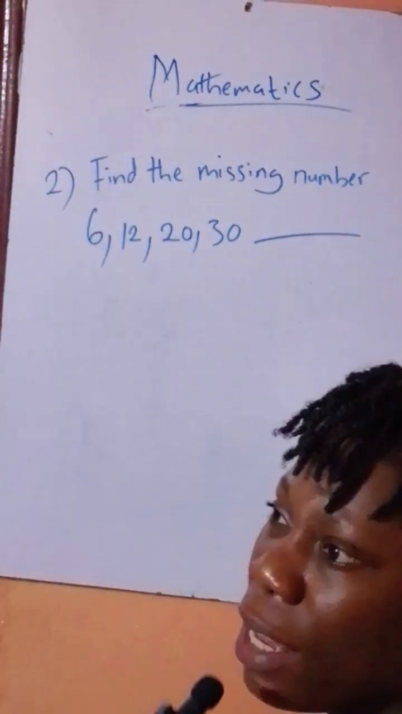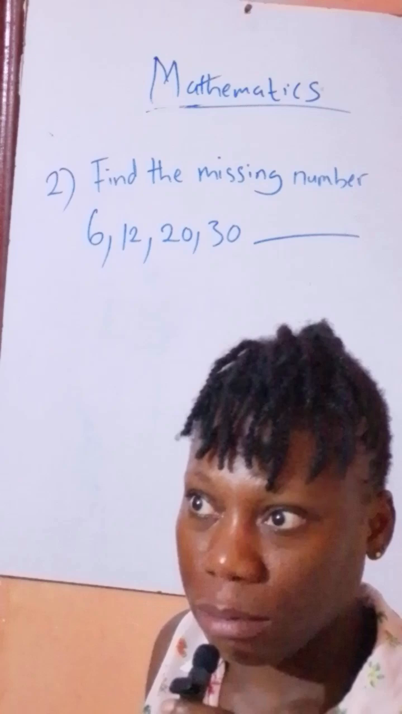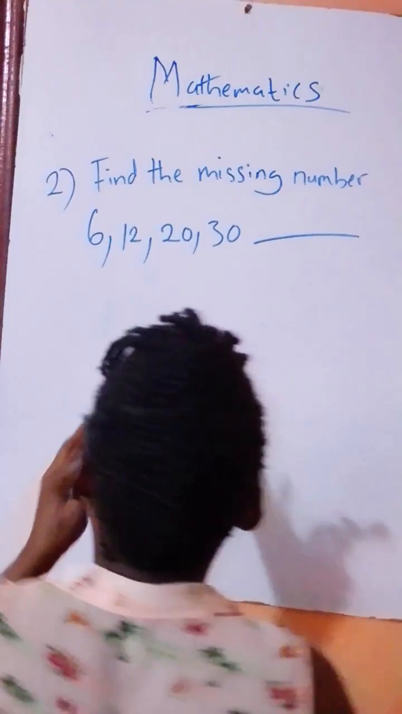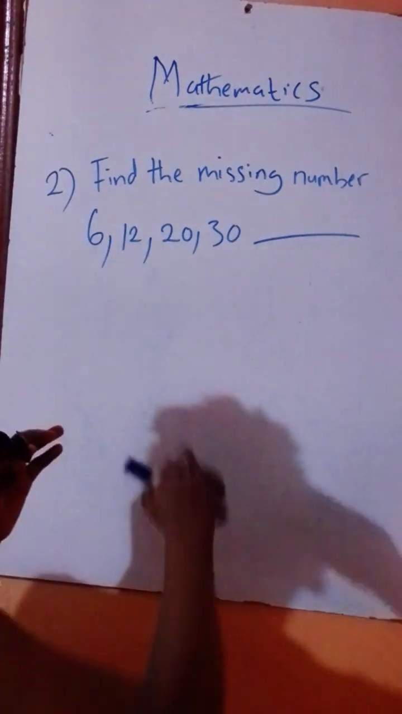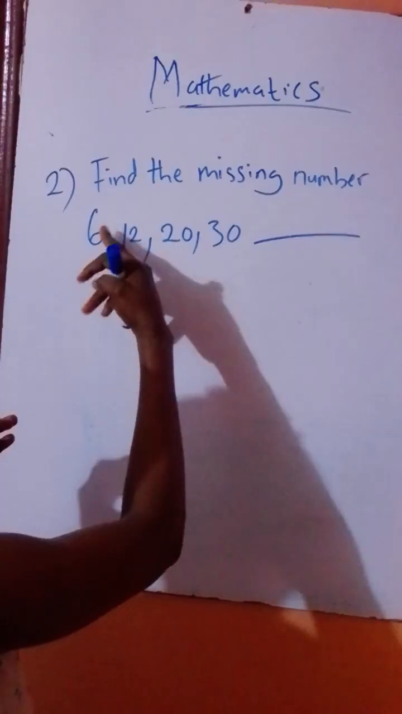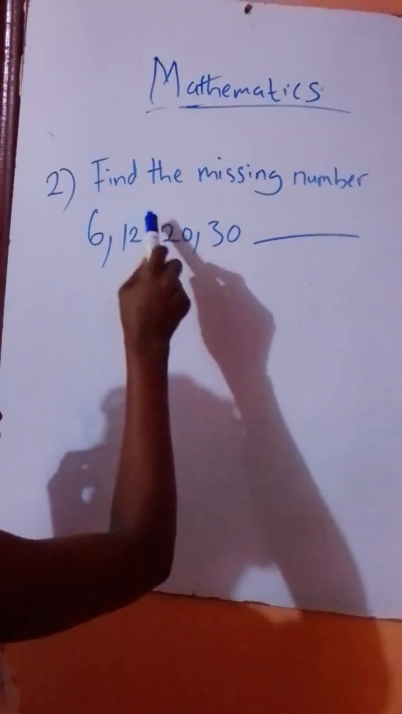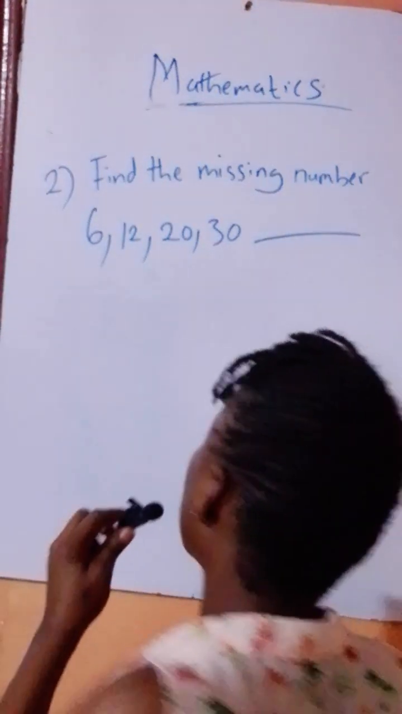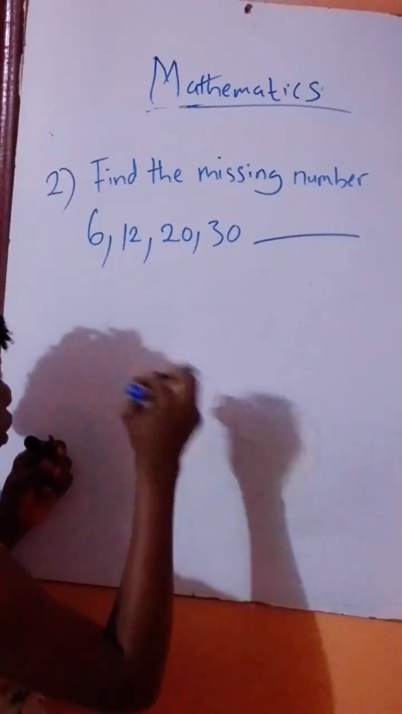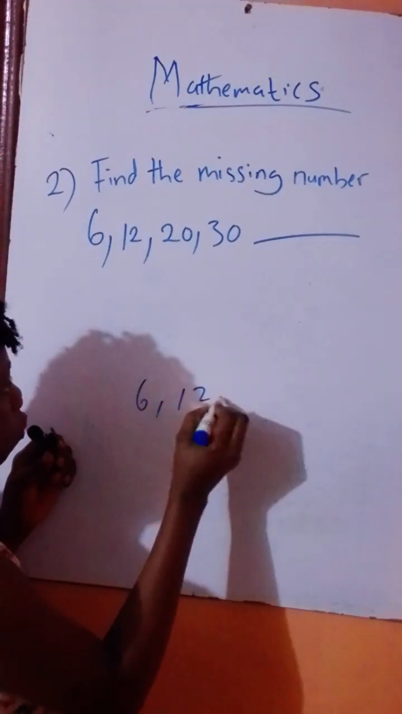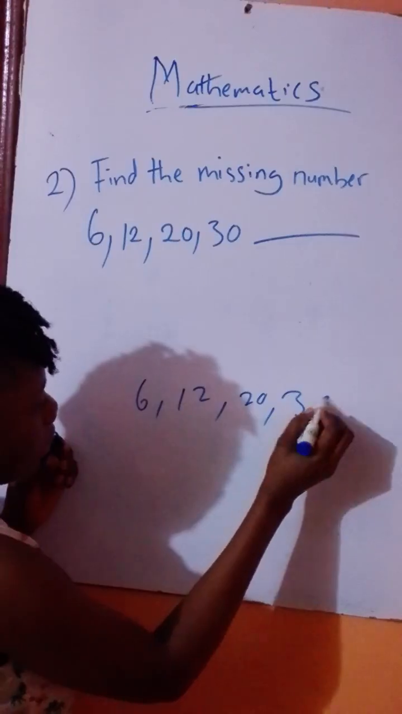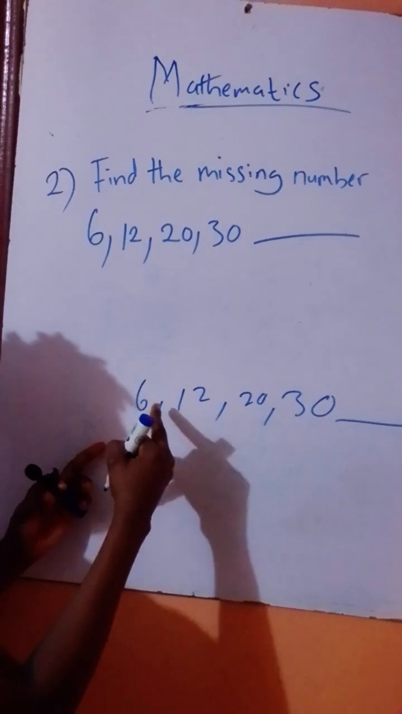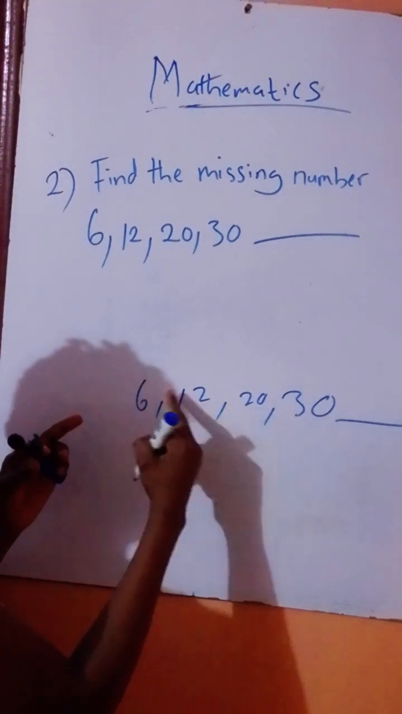Find the missing number. I want to explain this thing in the simplest way I can, so that you can understand it. When you have something like this, you want to know the differences between these values. First of all, we have here 6, 12, 20 and 30. Then we are looking for the next number. We want to find out the difference between these numbers.